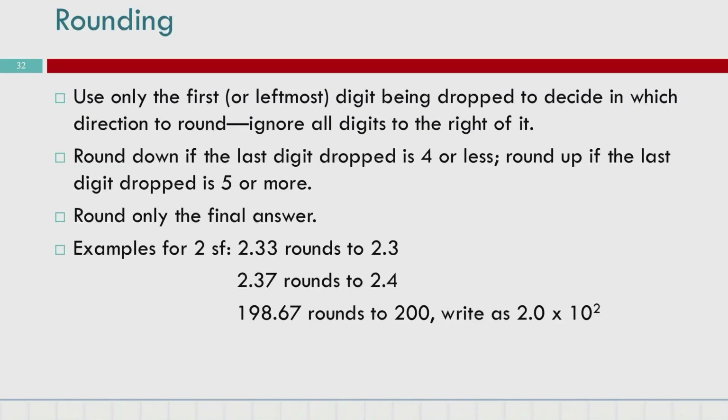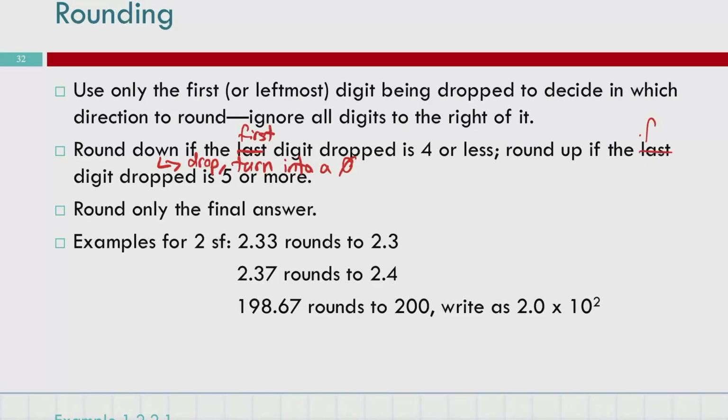We're going to round down, which is dropping or turning into a 0, if that first digit dropped is 4 or less. We'll round up if that first digit dropped is 5 or more. And again, we're rounding only the final answer. We're not going to round our intermediate answers.